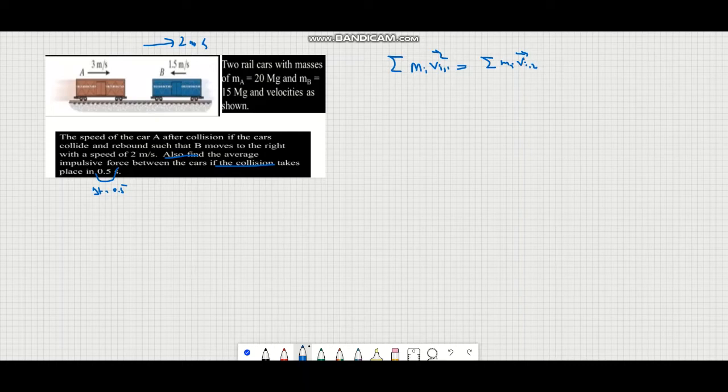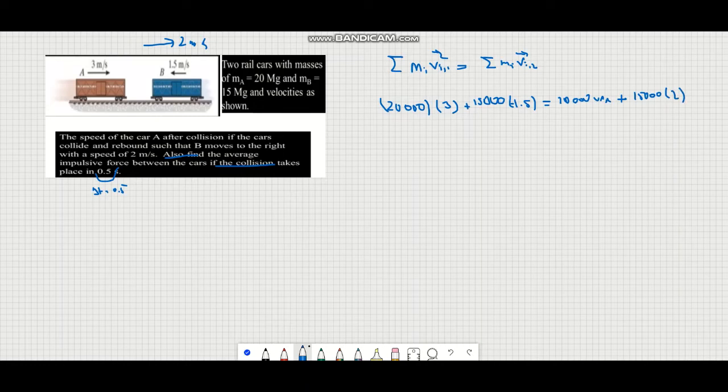When we write it down, we know that A has 20 megagrams, which is 20,000 kilograms, multiplied by 3 meters per second, plus 15,000 kilograms, which is B, multiplied by 1.5 meters per second, but to the left side, so let's put a minus here. This is equal to 20,000 multiplied by vA2, the final velocity, which we don't know and are going to determine, plus 15,000 multiplied by 2 meters per second, going to the right.